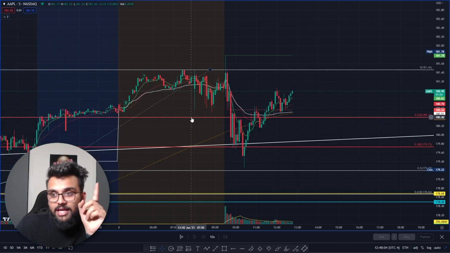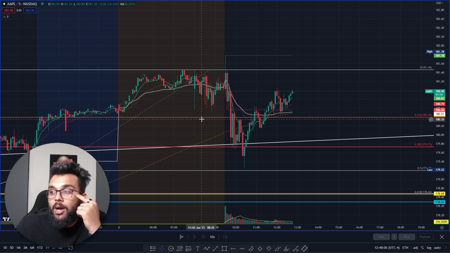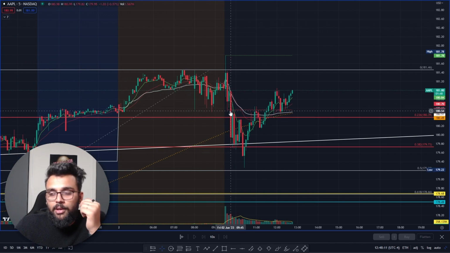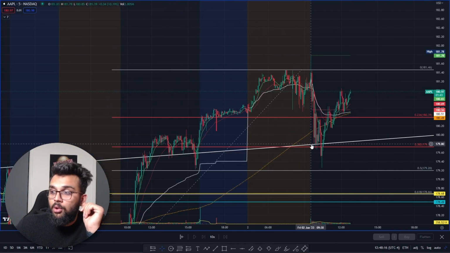Now, my first level that I was looking for a bounce was around this 180.3, 180.4. But hey, it straight away broke below. So I was like, you know what? Don't worry about it. I don't want to take this play. I'll look at the next one.